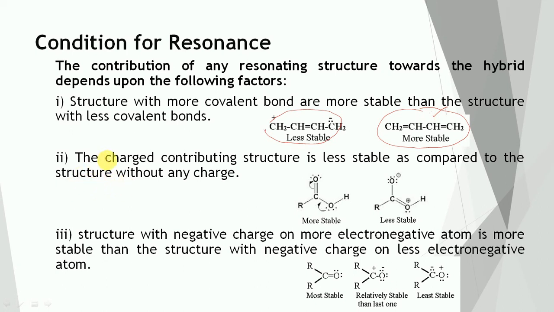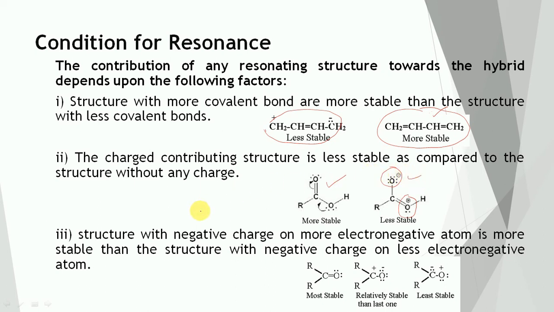Point number 2: the charged contributing structure is less stable as compared to the structure without any charge. Let us take the example of carboxylic acid. In structure number 1, there is no charge separation. In structure number 2, there is a charge separation. This oxygen has a negative charge, and this oxygen has a positive charge. So this structure is more stable in comparison to this one.